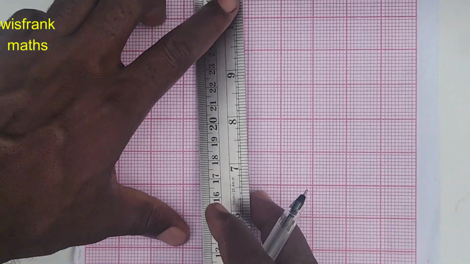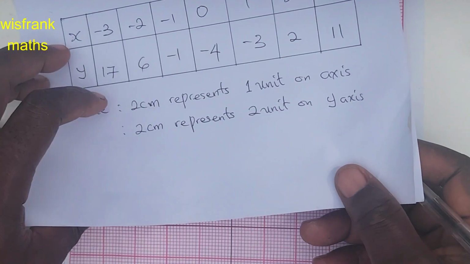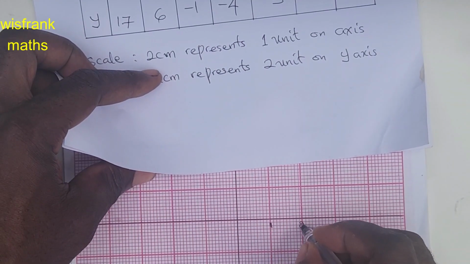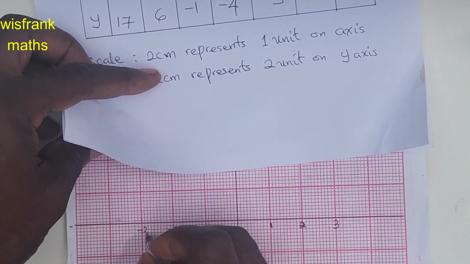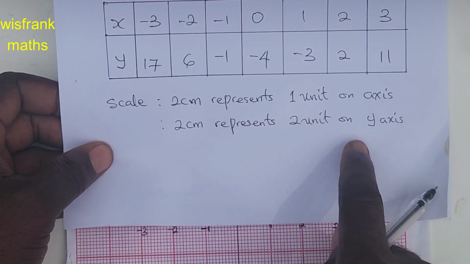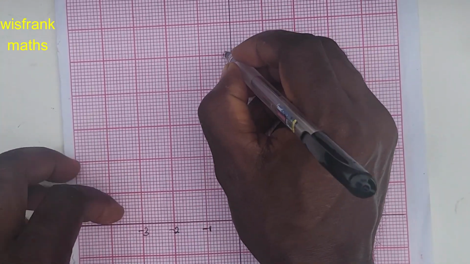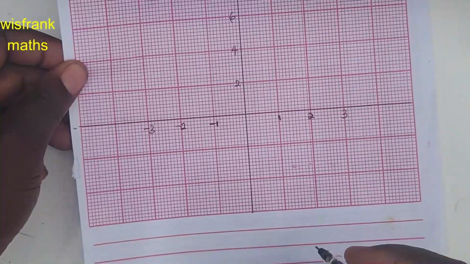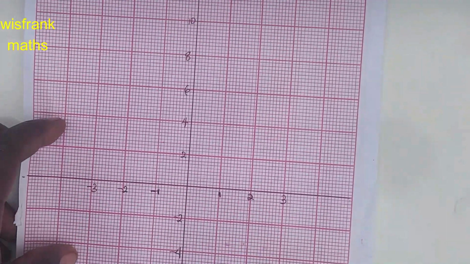So we have this line, y-axis, x-axis. So as we say, for the x-axis we have 2 cm to 1 unit. So we have 1 here, we have 2, we have 3. So we have -1, we have -2, we have -3. So that is for the x-axis. Then for the y-axis we have 2 cm to 2 units. So we have here 2, 4, 6, 8, 10, 12, 14, 16, and 18. So this side we have -2, -4, then -6. So this is the scale.